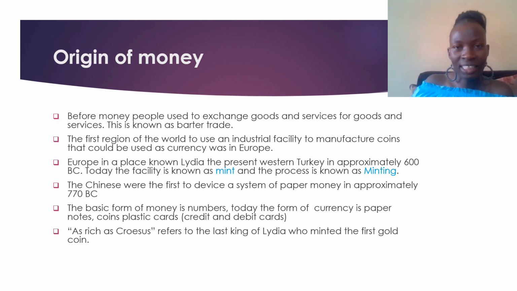The last king of Lydia who minted the first gold coin is known as Croesus. So when you hear the saying "as rich as Croesus," know that that person was the last king to manufacture a gold coin.